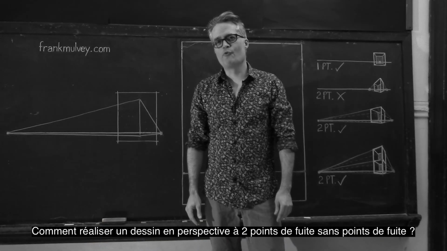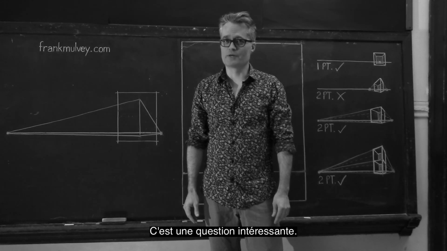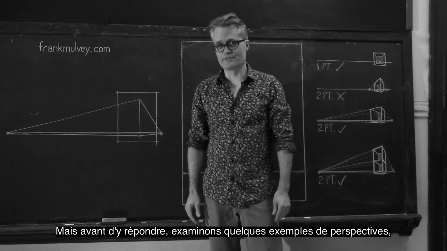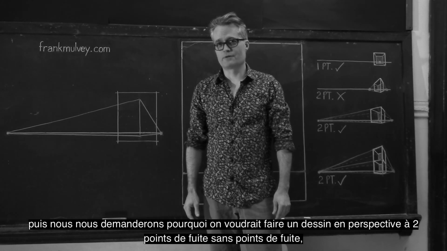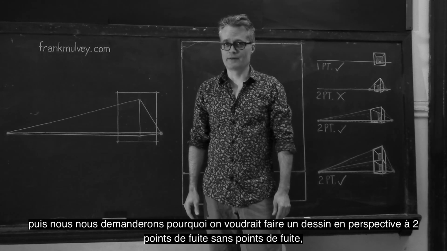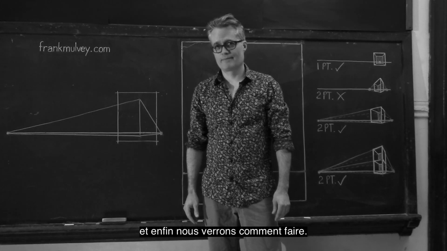How do you make a two-point perspective drawing without vanishing points? It's an interesting question. But before getting to that, let's take a look at some perspective examples. And then we're going to ask ourselves, why would one want to make a two-point perspective drawing without using vanishing points? And then we'll get to how.